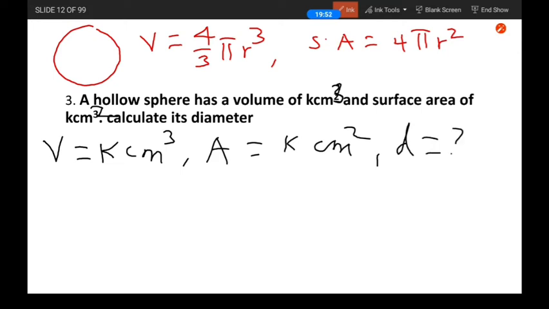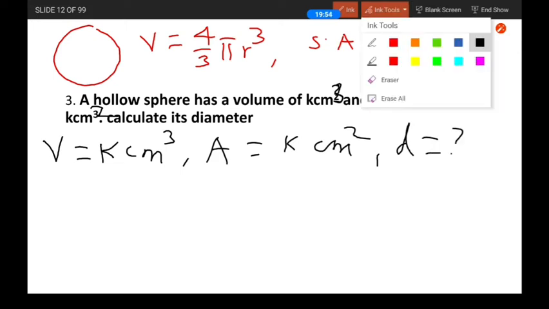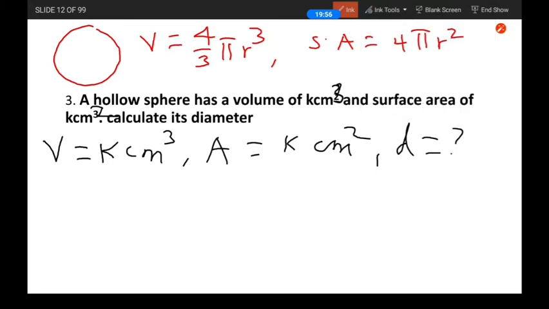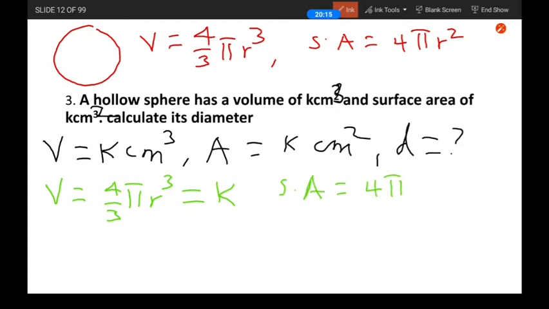I love this question. And this is a WAEC question as well. So what do we do? Volume is what? 4/3 pi r cubed. Remember that this is K. Is that okay? Then surface area as well. The surface area of a sphere is what? 4 pi r squared. And that is also K from the question.